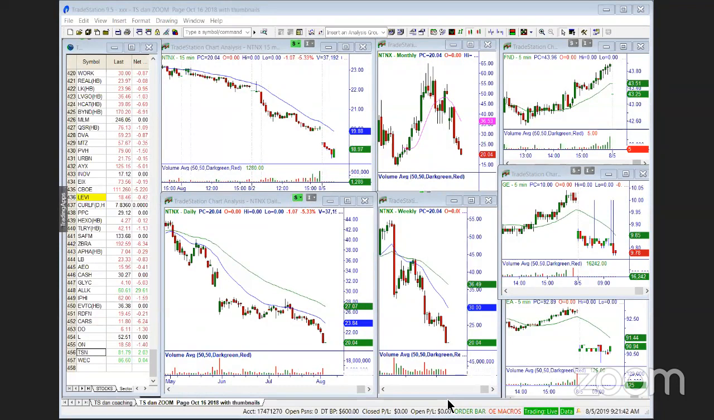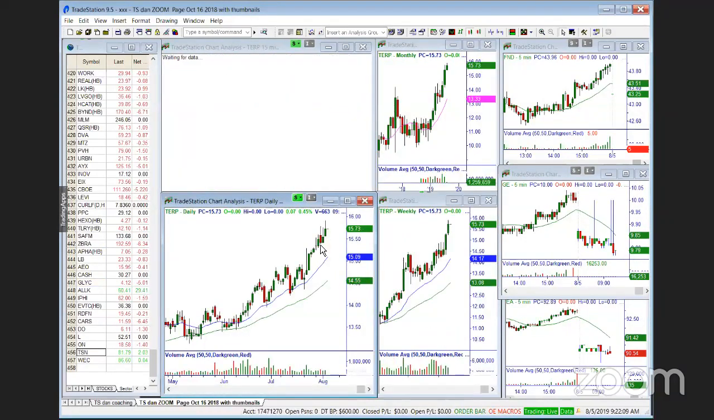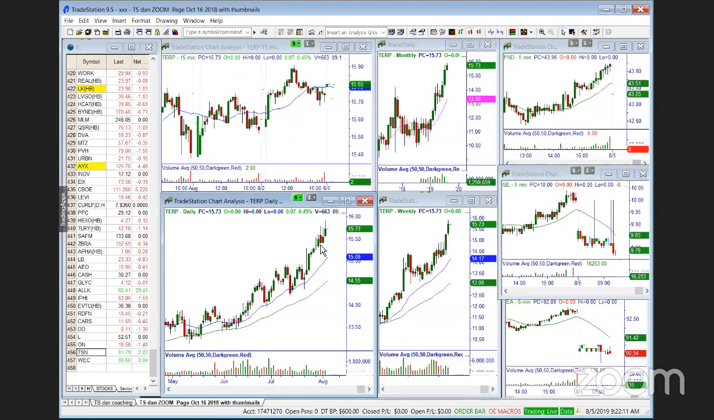All right, here we go. Continuing. TERP. TERP is still relative strength. Look at that.